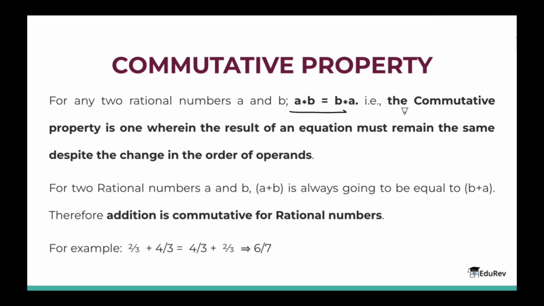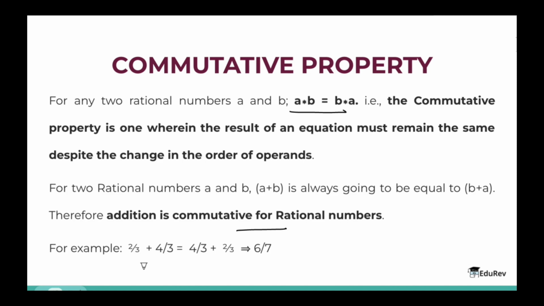So the commutative property is one wherein the result of an equation must remain the same despite the change in the order of the operands. Given two rational numbers, suppose a and b, a plus b is always going to be equal to b plus a. Therefore, addition is commutative for rational numbers, right?